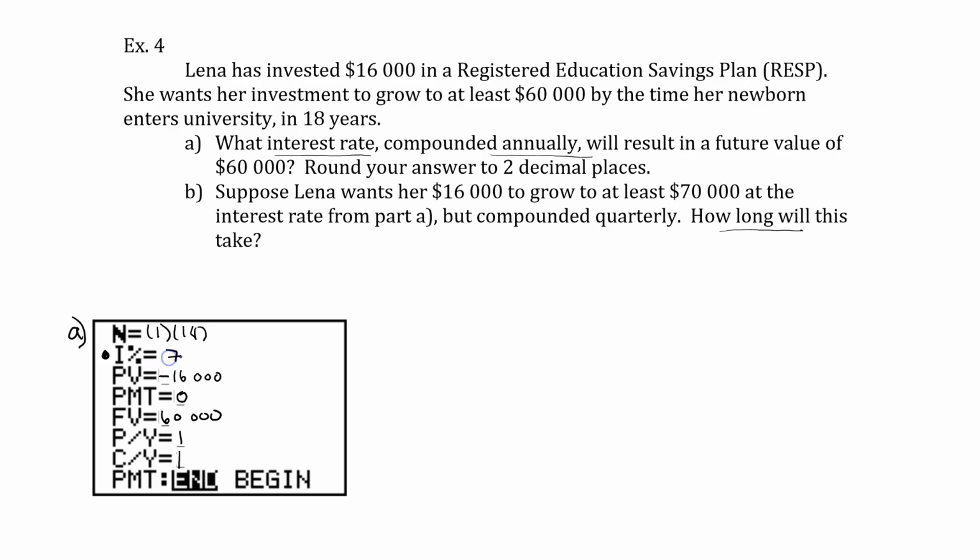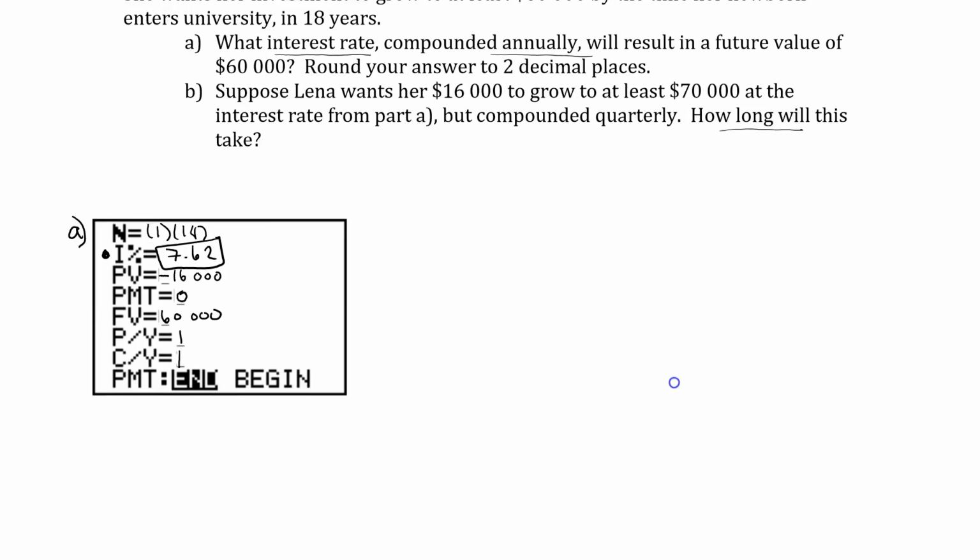My answer here is 7.62. And just to highlight that this is what we're solving for, it's important that you indicate which one you're solving for, so that when I mark it, I know that you're not just solving for the future value, but you're actually solving for what I want you to. So that's the answer to A. Woohoo!